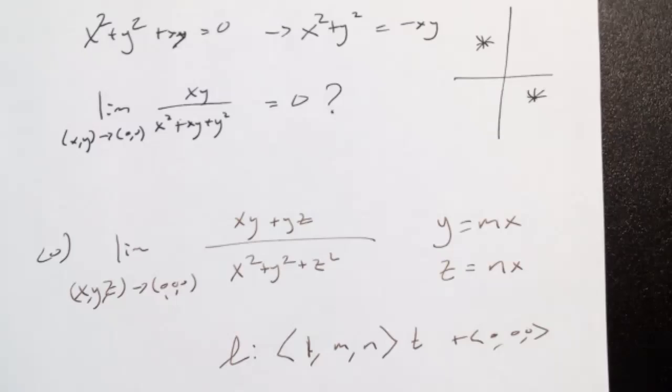Okay, so wait a minute. We thought about a function of 2 variables as having a surface to it, right? But now I've got a function of 3 variables. So my picture's all messed up in my head.